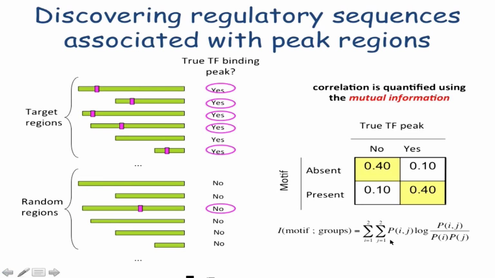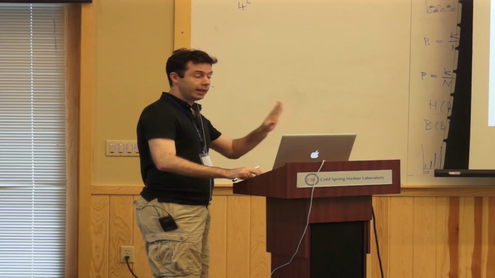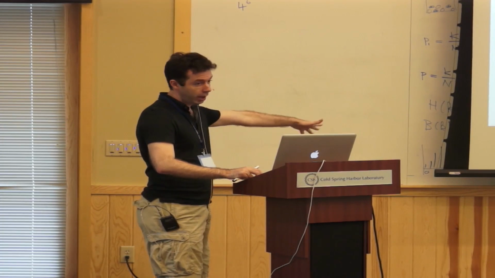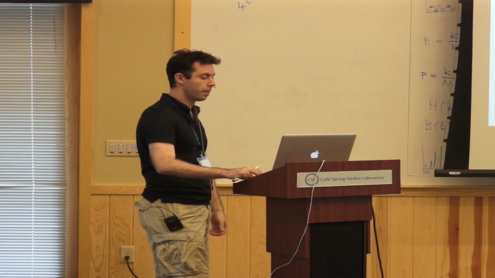Just apply this formula here. This is an entry in the matrix. This is the sum of a column or a row, the entries in the rows and columns. And you just apply this and you get a value. If the value is high, it means that you have a strong correlation between your motif and the labels. If the value is low, it means you have no correlation. They're kind of random with respect to each other. Okay. So that is a more general way, but I don't have time to go into details, it's a very general way to look for motifs.